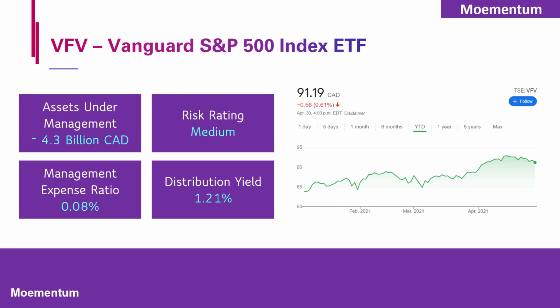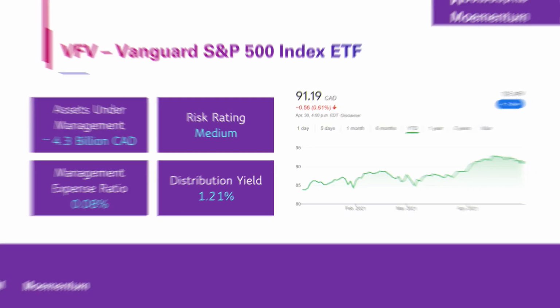VFV has a $4.5 billion assets under management and currently has an annual distribution yield of 1.21%, which is paid on a quarterly basis to shareholders. VFV has a management expense ratio of 0.08%, which means if you were to invest $10,000, you'd pay $8 in fees in a year. This ETF also has a risk rating of medium.